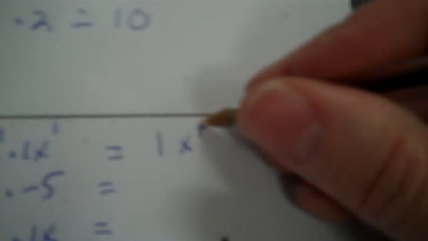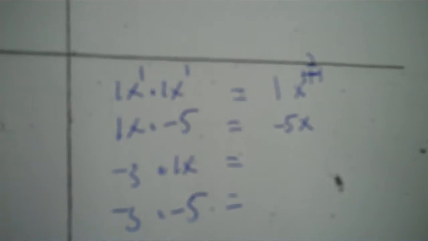1 times 1 is 1. You have two x's, so we add their powers. 1 plus 1 is going to be 2. 1 times negative 5 is negative 5. You don't put a plus with your x. If you don't have a power, you don't have to put a power. If you want to put a power, put a 1. Negative 3 times 1 is negative 3. X, no plus. If you don't have a power, you don't have to put 1. If you want to put a power, put a 1. The negative 3 times negative 5 is positive 15.